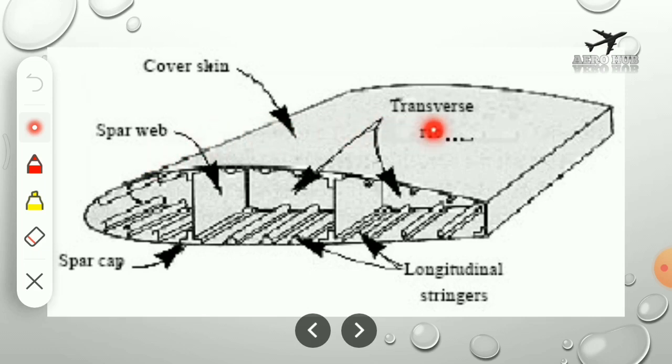Let's see the functions. You can see an image here. These are the stringers that are mainly used to reduce the buckling effect of the skin, that is, to strengthen the skin. And this part is called the spar. The spar is divided into spar cap and spar web. The spar cap will be carrying the bending load and the spar web will be carrying the shear load. Similarly, the skin of the wing will be carrying the shear load. Then we have the ribs that will be providing the shape of the wing.